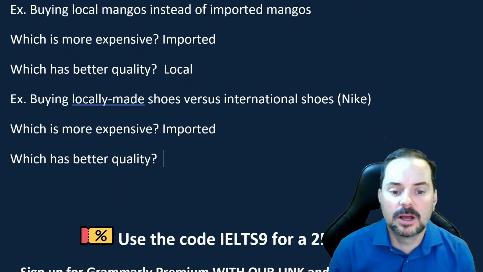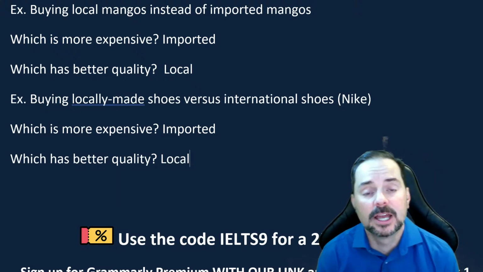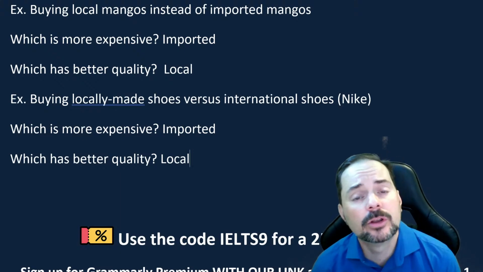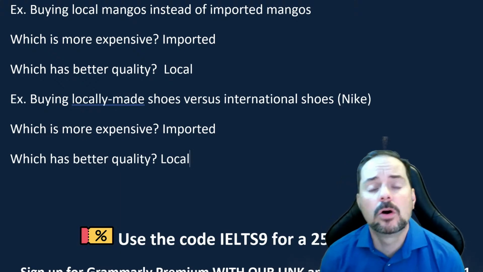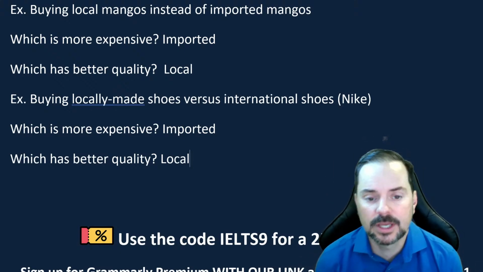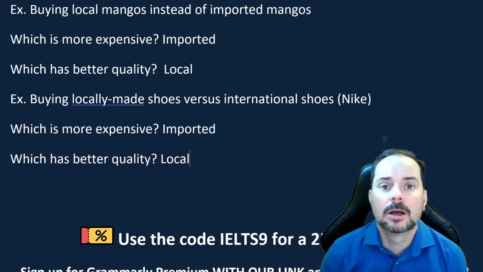Let's say local. In Canada, you pay more for local products, and oftentimes local products are definitely more expensive. However, they are going to be better quality. Now, obviously, that's not true in every location.